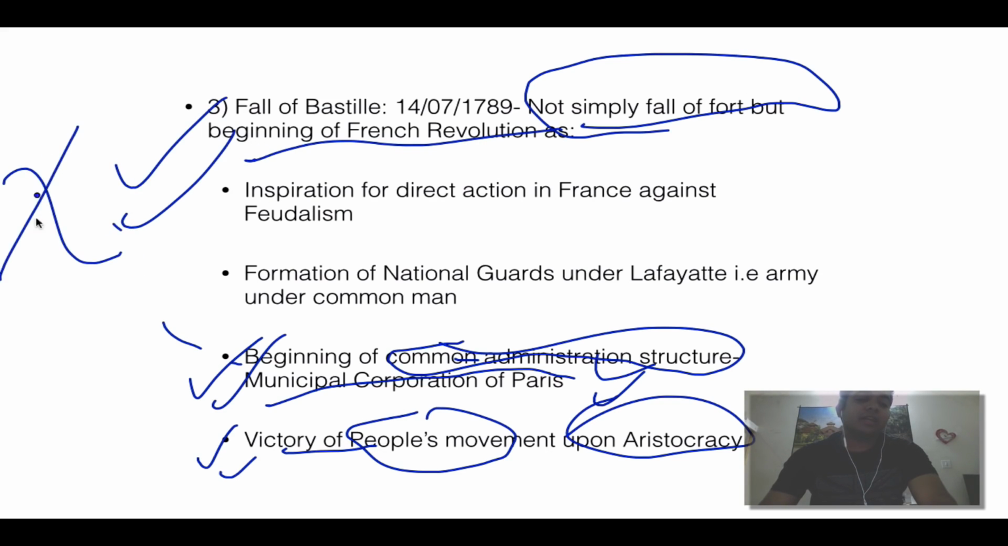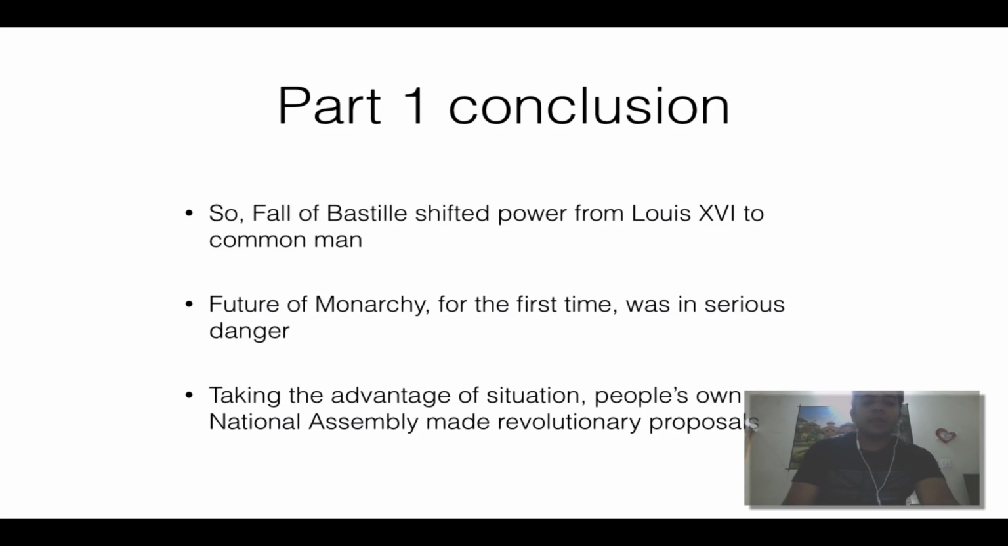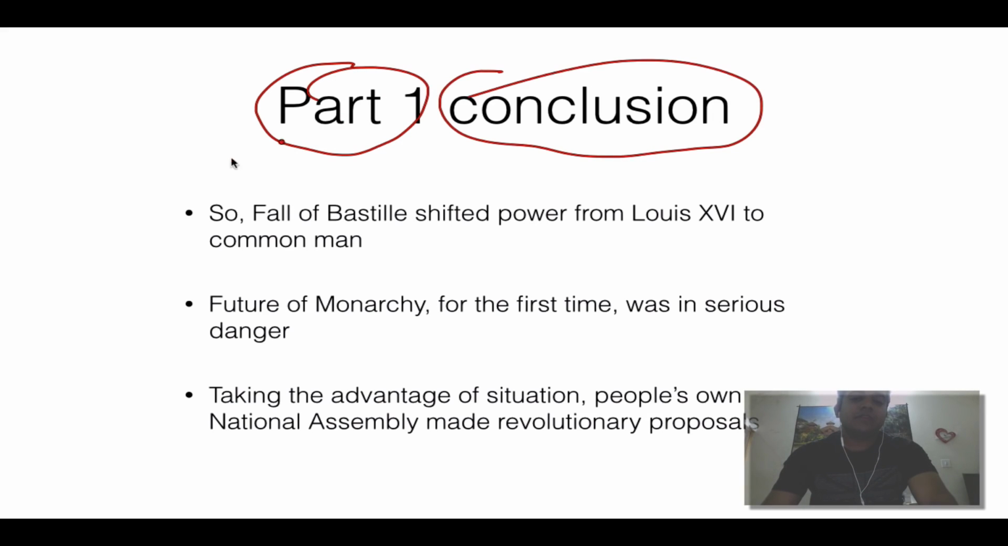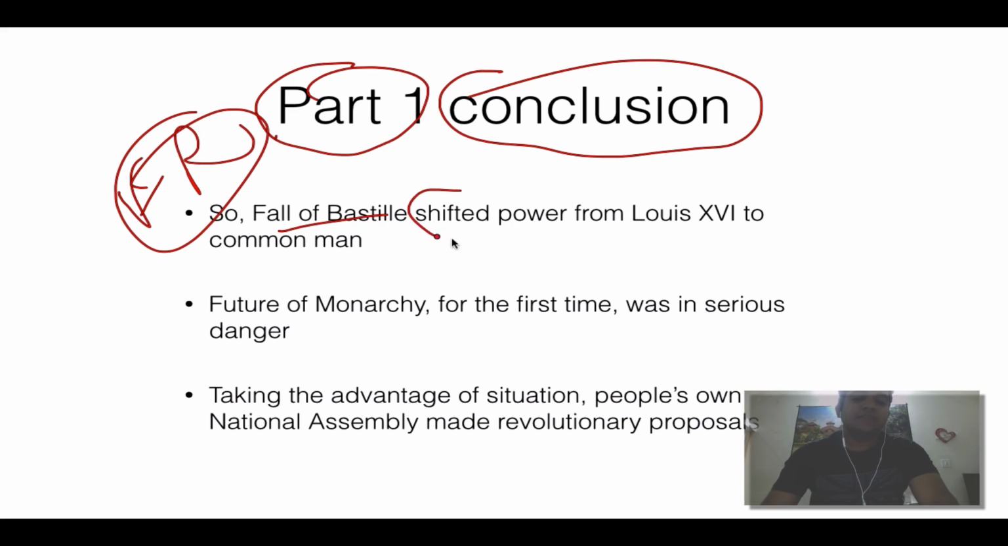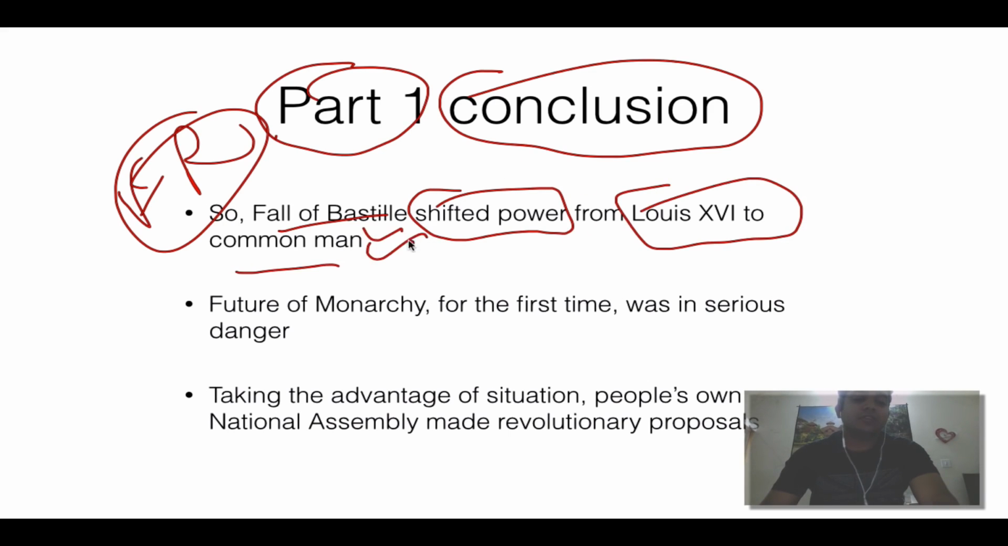Extremely important, guys. Please make sure you mark it, highlight it, whatever you want to do. So this was the conclusion of part 1 of the French Revolution. These are the key points. The fall of Bastille shifted power from Louis XVI to the common man. Is that understood? Because the last 4 points we already talked about. Then the future of monarchy for the first time was in grave danger. It was in serious danger.